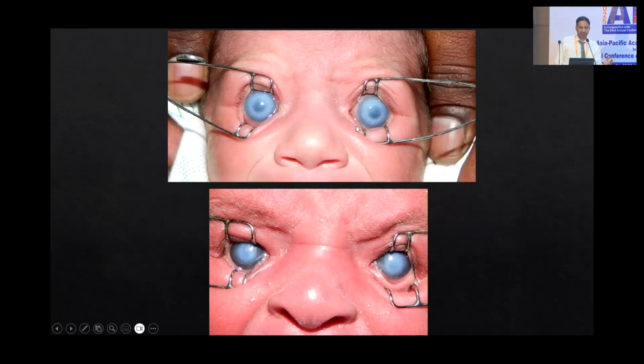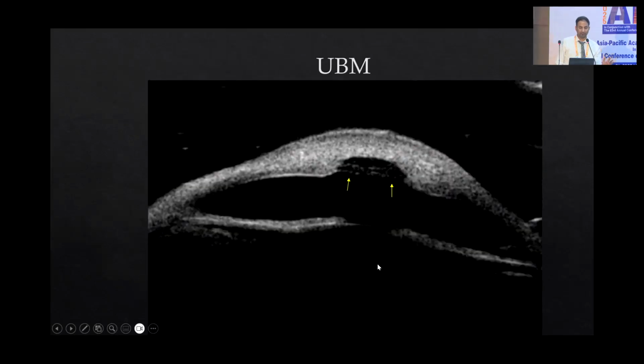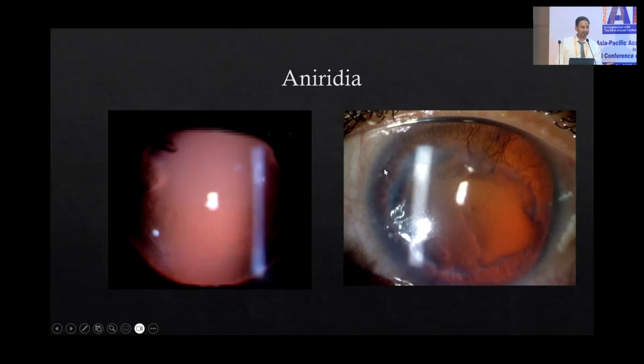These are the other pictures. Here you can see very nicely the central clearing. This central clearing is diagnostic of Peters anomaly, because on UBM when you see this central area, it will show posterior Descemet defect and posterior stromal defect.